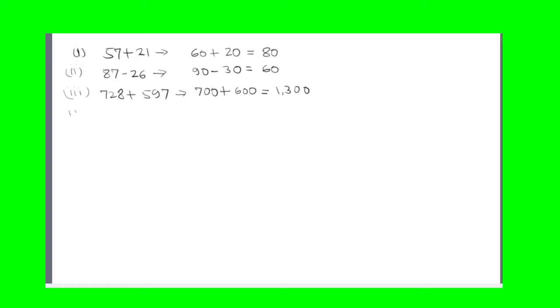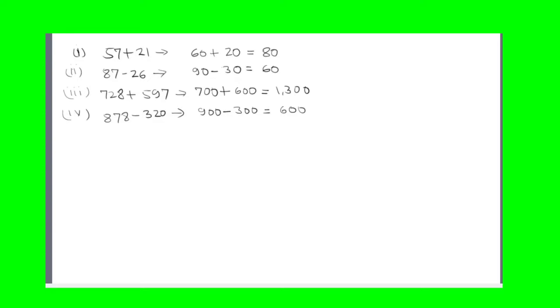Our fourth example is 878 minus 320. We round off to the nearest 100. So 878 becomes 900 and 320 becomes 300. So we get 900 minus 300, which is 600.